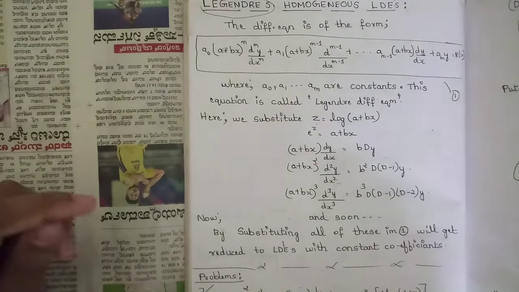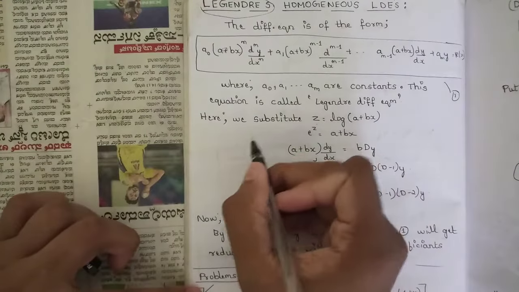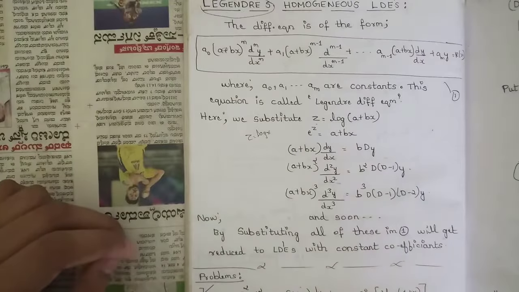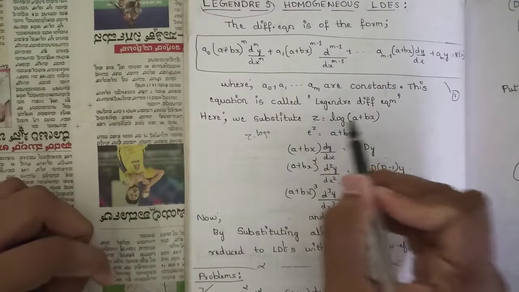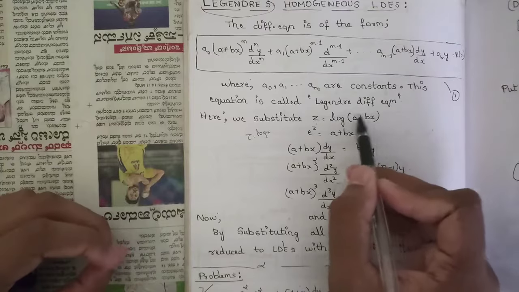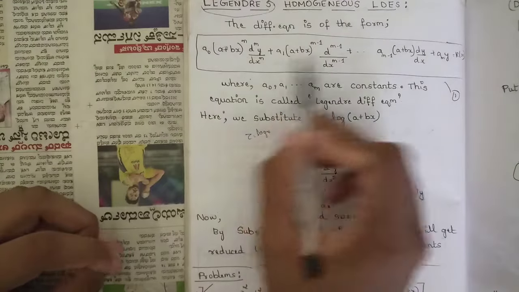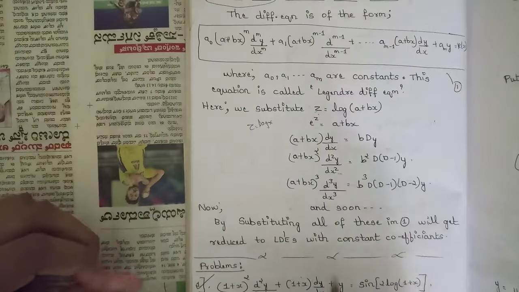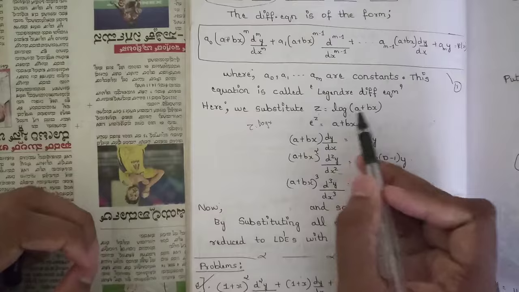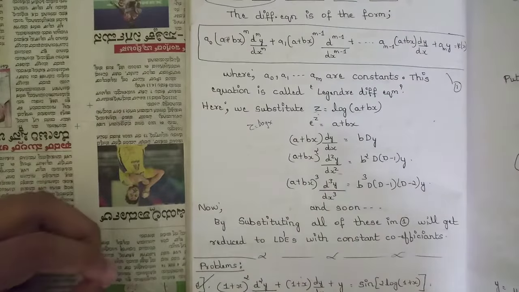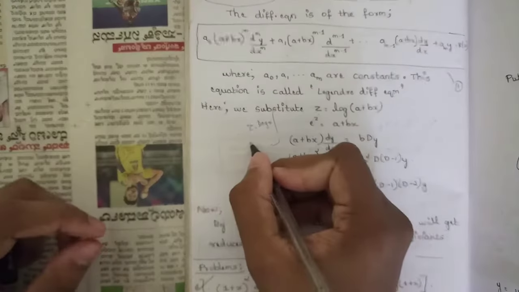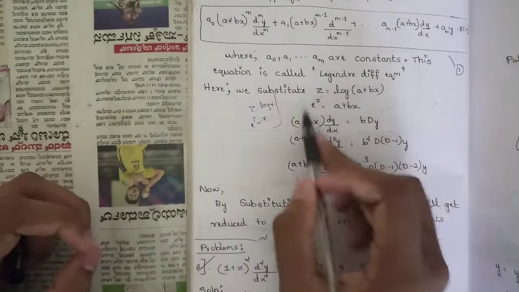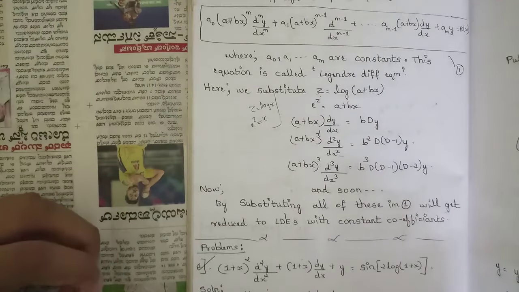Here we need to substitute. In place of Cauchy's substitution z equal to log x, here we need to substitute z equal to log of a plus bx, where a plus bx corresponds to the term given in the bracket. Also we can write e power z equal to a plus bx. In Cauchy's we had e power z equal to x, so here in Legendre's equation we substitute e power z as a plus bx.